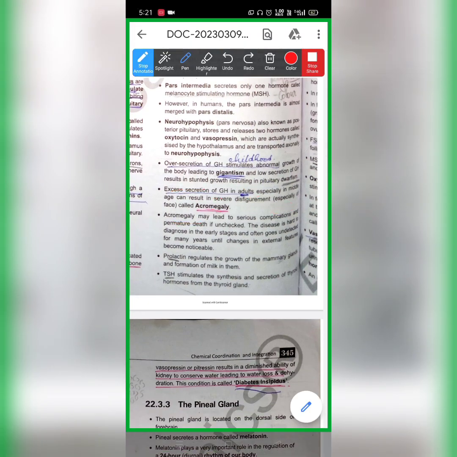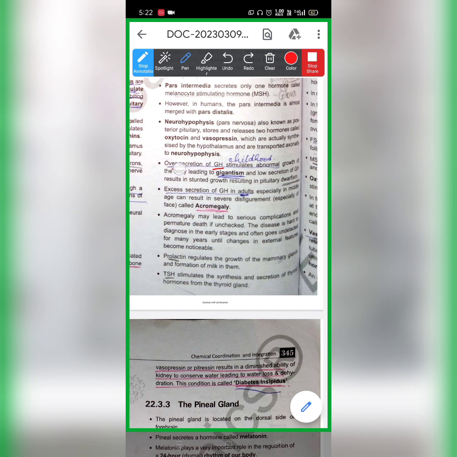Coming to the growth hormone now, the first hormone of the anterior pituitary. What is the normal function of the growth hormone? It increases the muscle mass, and it increases skeletal elongation, that is, the bone elongation. So it determines the normal height of the person. The muscle mass and the height of the person depend upon this growth hormone.